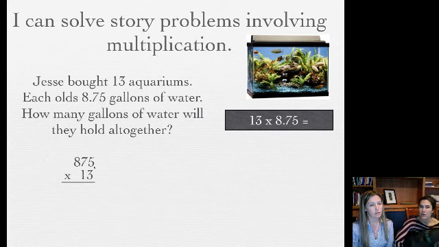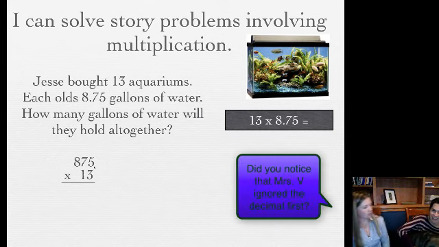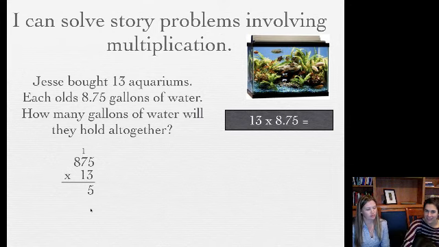Now we have to solve this. So we have 3 times 5 equals 15. So carry my 1 over here. We have 5 in the ones. 3 times 7 equals 21, and we have to add our 1 here. So we're going to carry over this 2 and we get 22.